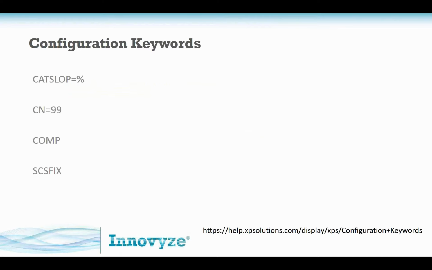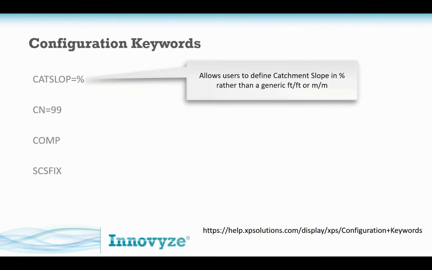Other things that we can set in our template, configuration keywords, okay? Catchment slope, curve number, composite, and SCS fix. These are four very hydrologic keywords. So the cat slope or catchment slope, if you include cat slope equals %, it'll allow you to use a % value rather than the unitless feet over feet for the catchment slope. Pretty simple. Depends on how you visualize it. In this case, we can allow that.